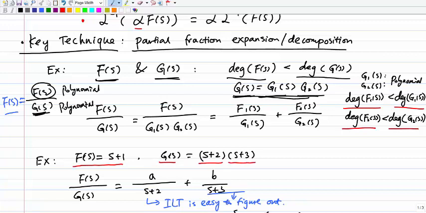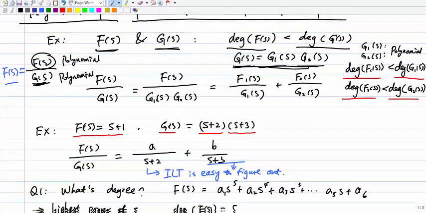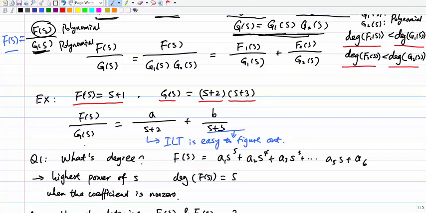If I go back over here, we haven't talked about degree. Now let's talk about what the degree is. The degree of F(s) and G(s) is the highest power of s whose coefficient is non-zero. For example, the degree of F(s) is the highest power of s with non-zero coefficient. Here you can see it is 1 times s^0 plus s^1, so the highest power of s is just 1. So this degree is 1.